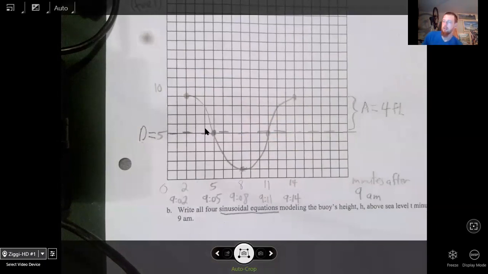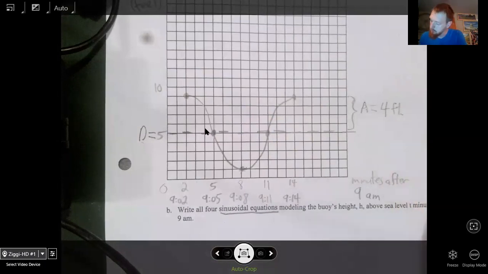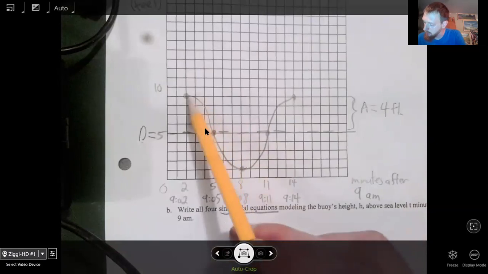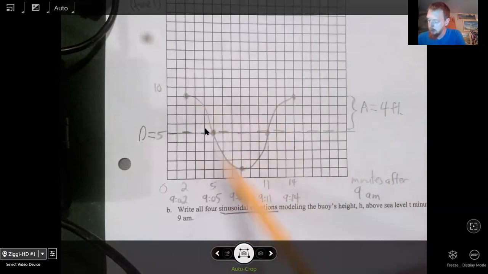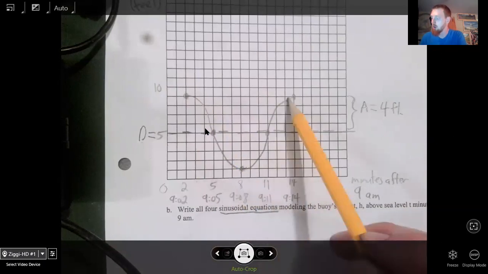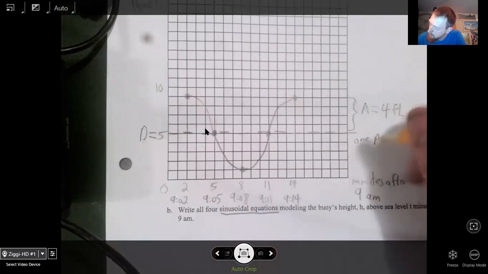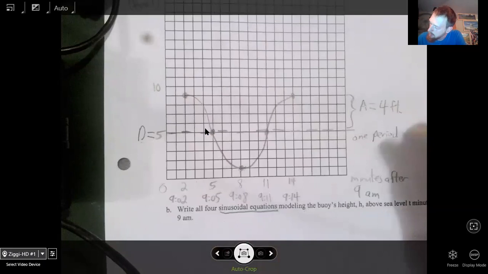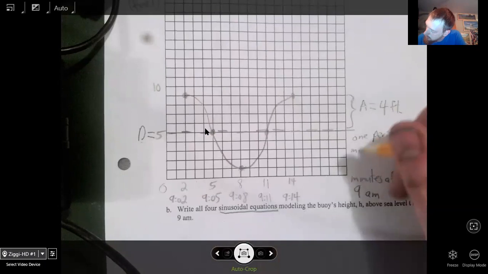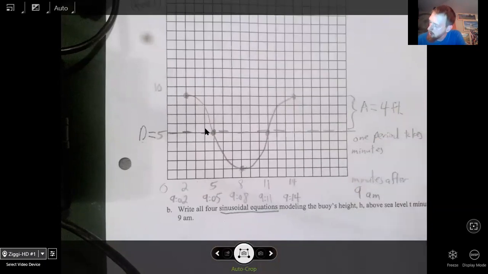All right, and then let's also think about how long one period is. Let's see, from 9:02, I started up, I went down to the minimum, I went back up to the maximum. So one period takes 12 minutes. So that's telling me that B equals 2 pi over 12.